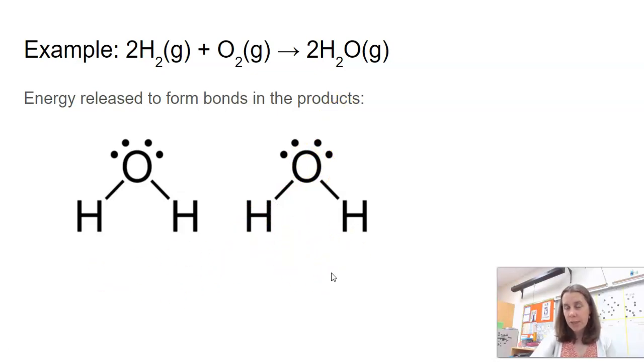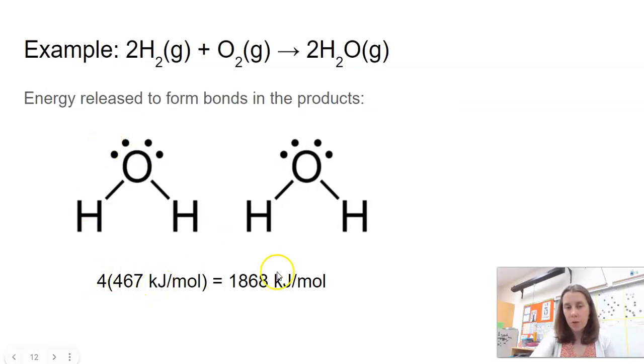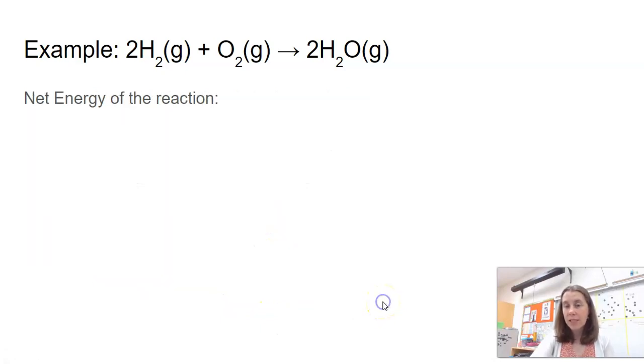So this is one of the reasons it's important to draw them, because you might not realize looking at this that you've got 4 bonds. Okay, so an OH bond is 467. So for all 4 of those, it will be 1,868 kilojoules per mole, and that will be energy released because we're forming bonds. So now let's compare them.